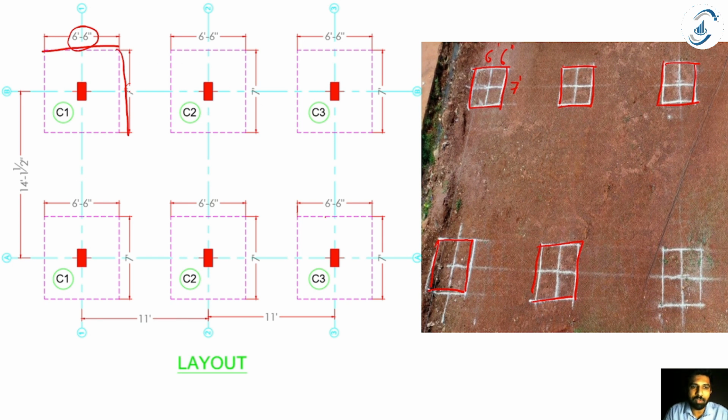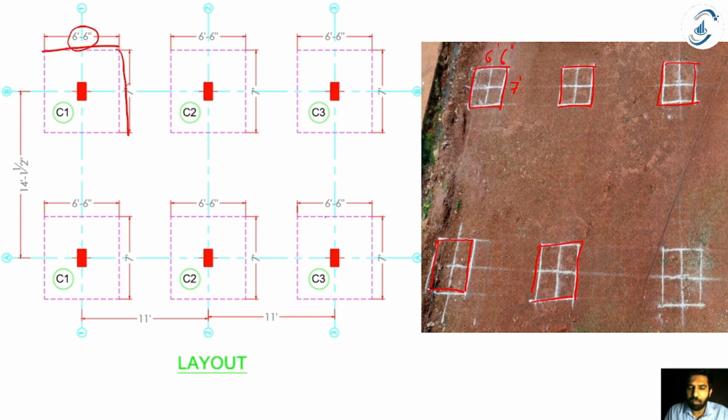Okay, so we can take that up at a later stage, like how we get this as 6 feet 6 inch, how we get this as 7 feet. Right now we'll just focus on the modeling part. We directly get these dimensions from the structural engineer, and we just have to model this in Revit.